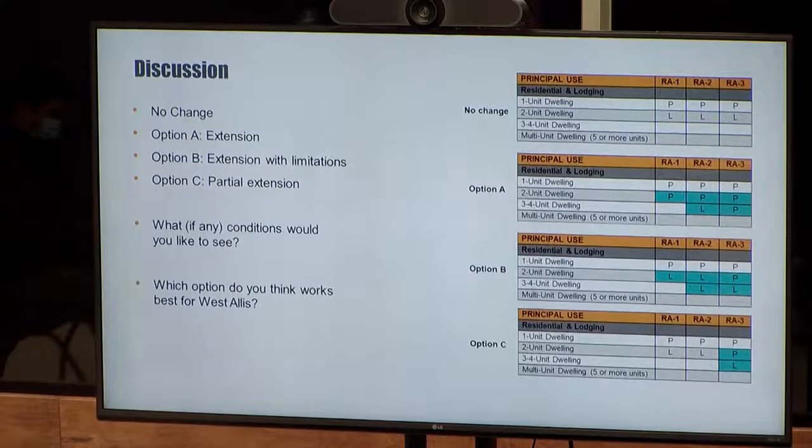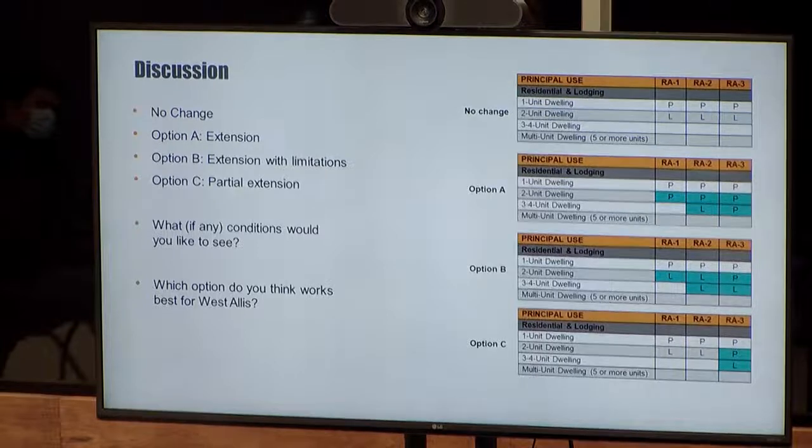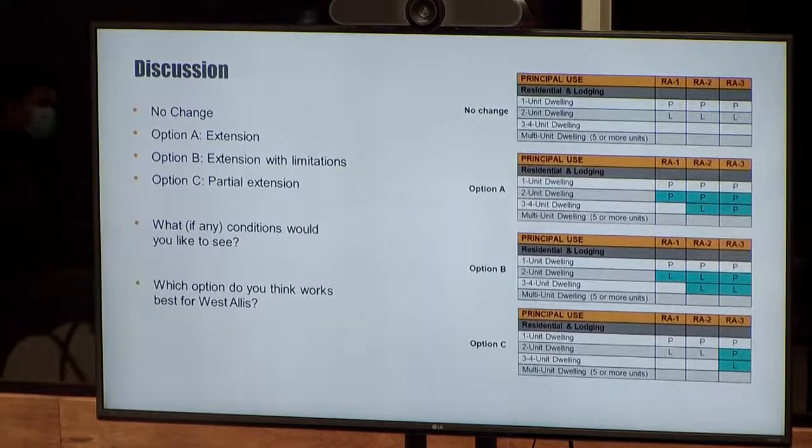Then there's option B, which is a little bit less big of a change that would allow those duplexes in RA3, but not much elsewhere. It would just be a limited, slight extension. And then option C is the smallest change. It would only be in RA3, and it would be intended more as a way to promote the conformance of those duplexes. So now that we've summarized these 4 different options, what are your thoughts? Do you guys have any questions? Which way would you guys want to take this?